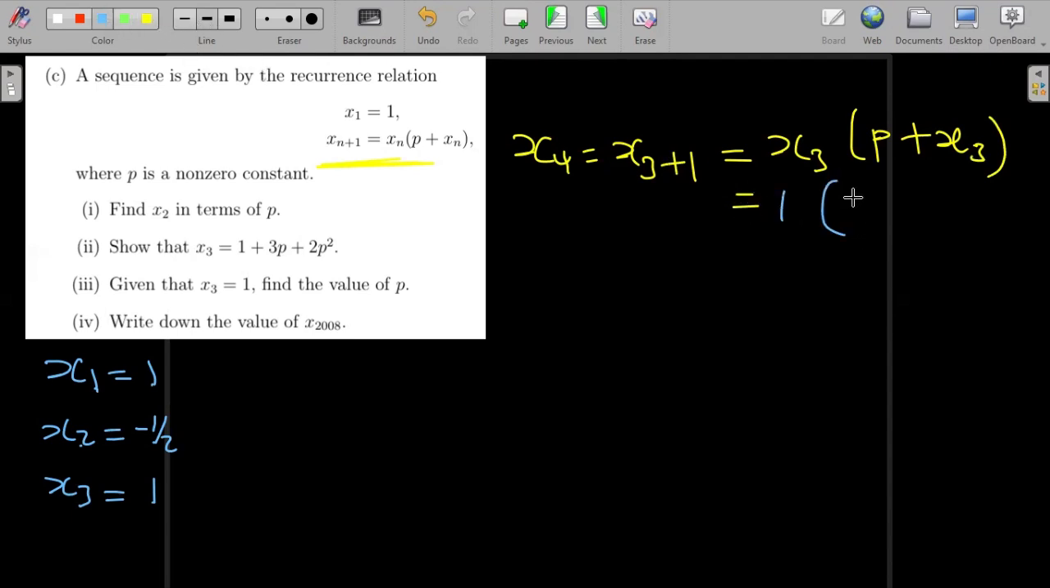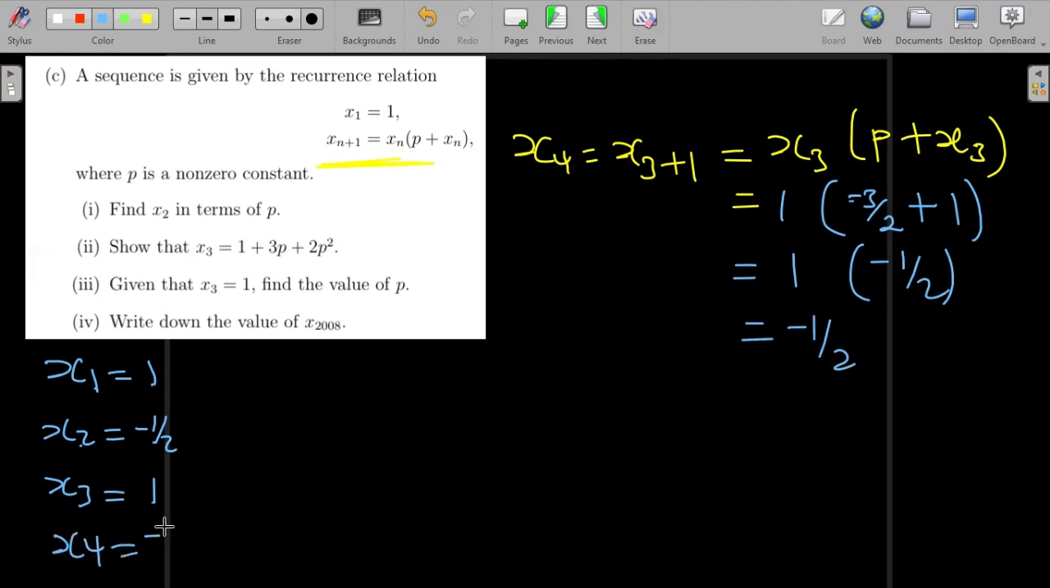x3 is 1. P, we had found that it was what? Minus 3 over 2. And then plus x3, which is 1. So 1 here, I'm going to get minus 1 over 2. So it will give me minus 1 over 2. So x4 is minus 1 over 2. So what we see here is just a pattern, okay? If I have odd, I get 1. Odd, 1. Even, I get minus 1 over 2.